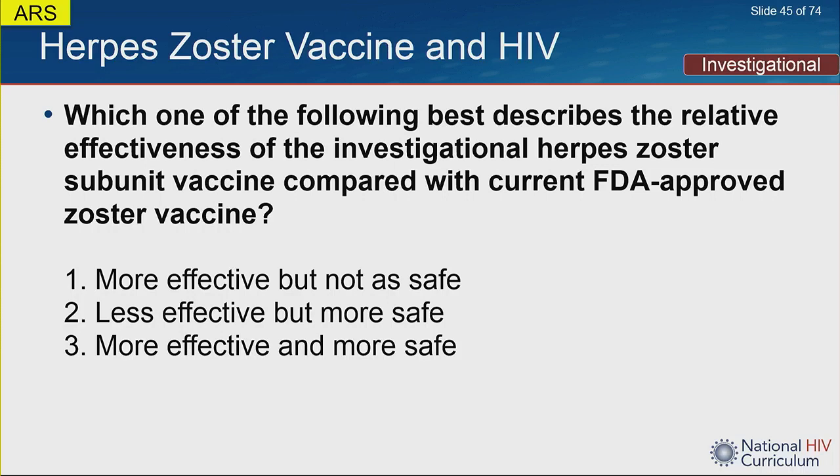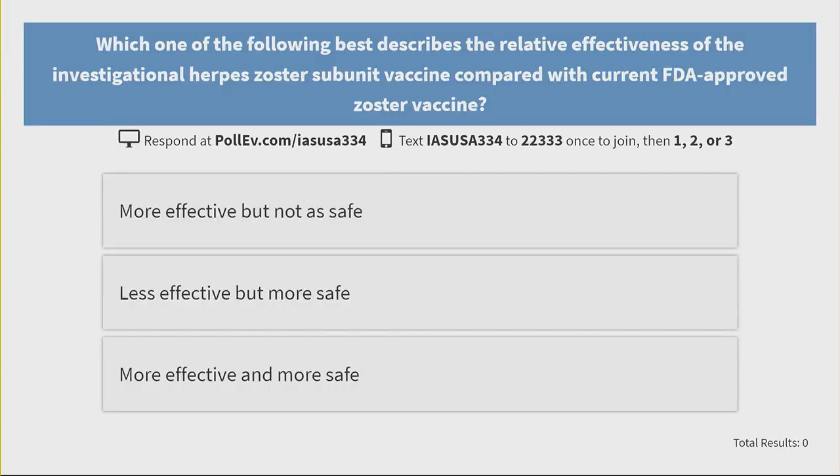Let me just briefly ask a question. Which one of the following best describes the relative effectiveness and safety of this investigational herpes zoster subunit vaccine when you compare it with the current FDA-approved zoster vaccine, which is Zostavax? So the investigational one, is it more effective but not as safe? Is it less effective but more safe? Or is it more effective and more safe?